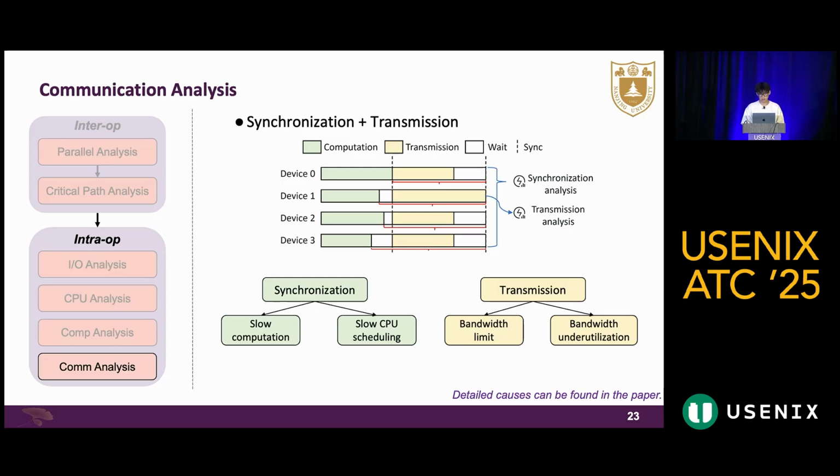Our communication analysis has two parts, synchronization and transmission. First, we analyze synchronization delay, which is the time spent waiting for the slowest worker, typically caused by slow computation or scheduling. Then we analyze the transmission itself to see if it's limited by physical bandwidth or, more often, underutilized due to issues like small packet size.